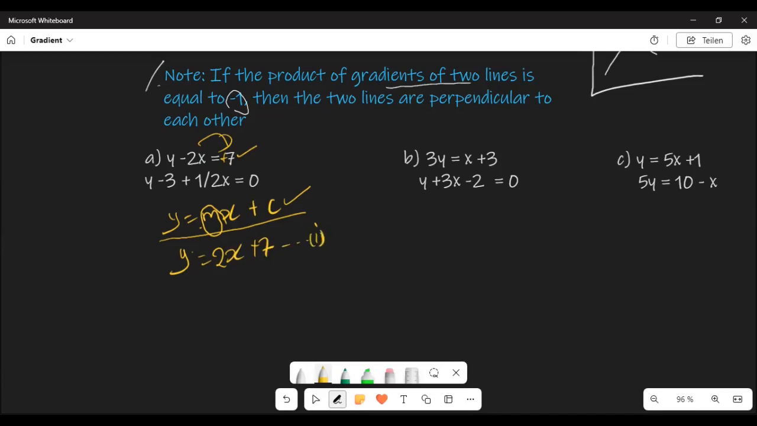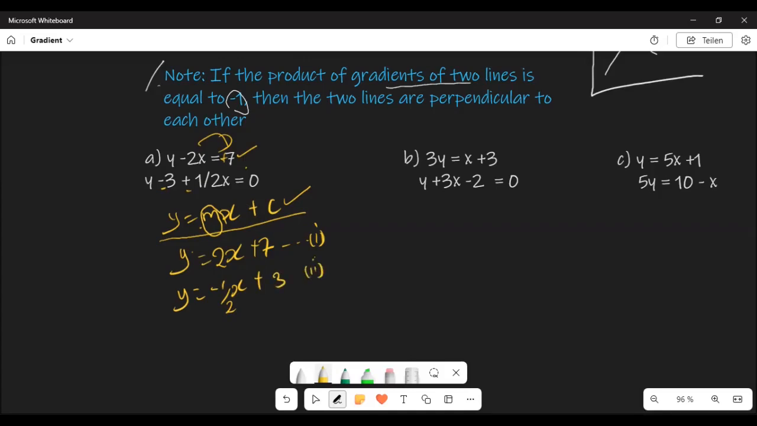Equation 2, we also want to make clear, to put it in this format. Here we have 0, so we're going to remain with y equals. We have -3 on this side, so it should be +3 on the other side. The 1/2x is positive, so on the other side it should be negative. So we're going to have y equals minus 1/2x plus 3. That is equation 2.